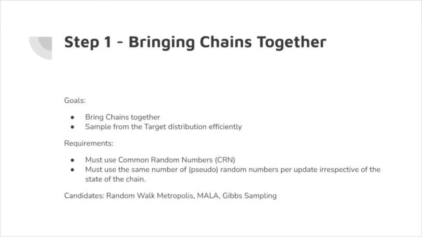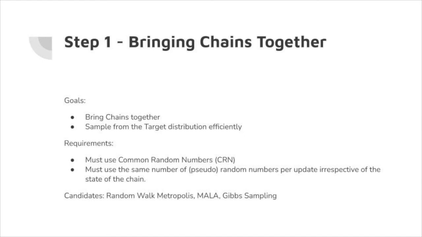As a refresher, the two goals of step 1 are to bring chains closer together and to sample from the target distribution efficiently. For Neal's circularly coupled methods, there are a few requirements. First, all methods must use common random numbers, and more than that, they must use the same number of common random numbers per update, irrespective of the state of the chain. This is because to circularly couple the X chain and the Y chain, you need to have the X chain and the Y chain use the same common random numbers. If you don't know how many common random numbers you're going to need for the X chain or the Y chain, there's no way to guarantee that they're going to be able to use the same numbers.